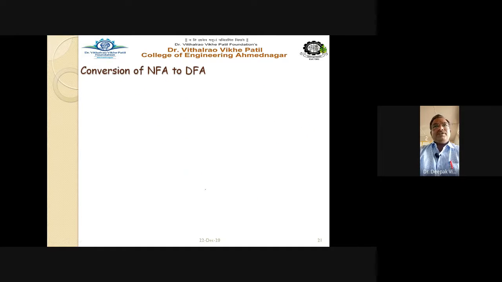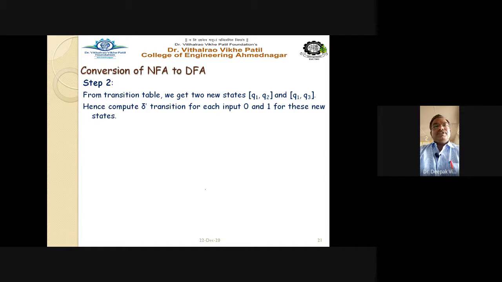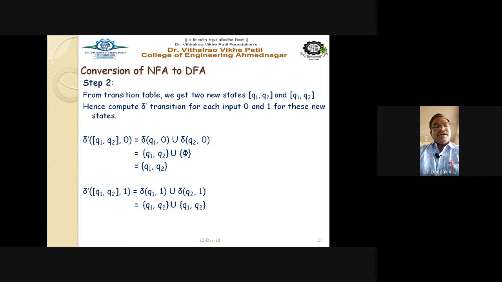So start calculating the delta dash transitions. From the transition table, we get two new states, that is Q1, Q2 and Q1, Q3. Hence compute the delta dash transition for each input 0 and 1 for these new states. Delta dash of Q1, Q2 on input 0 is delta Q1, 0 union delta Q2, 0, which is equal to Q1, Q2, which is not a new state. Now delta Q1, Q2 on input 1: we take delta Q1, 1 union delta Q2, 1, and here we find Q1, Q2. Again, it is not a new state; it is a state which is already present.